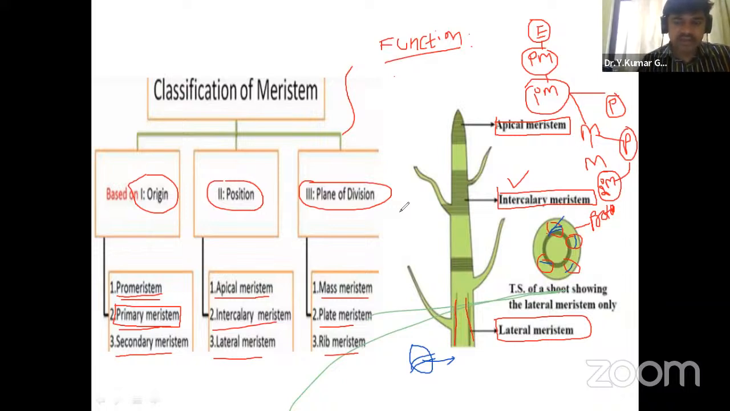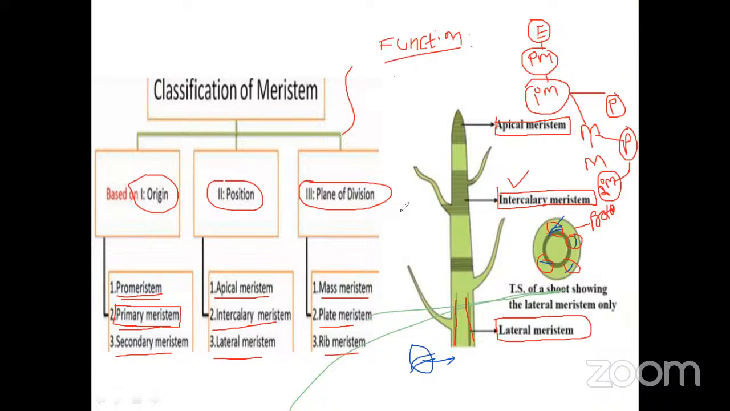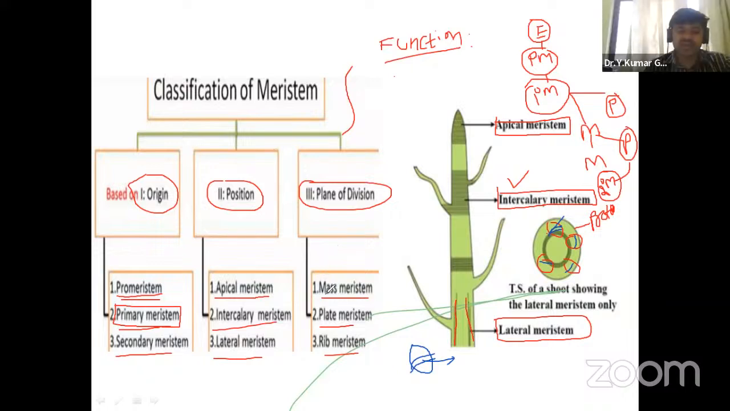Remember, apical and intercalary meristems are involved in which growth? Vertical growth. And the lateral meristem is involved in radial growth, in secondary development. Is it clear? Yes, sir. Now, after position, plane of division.